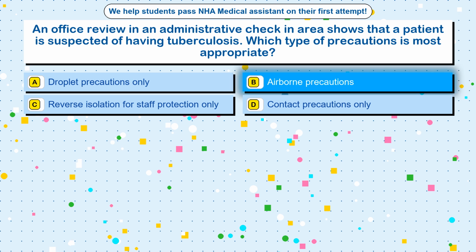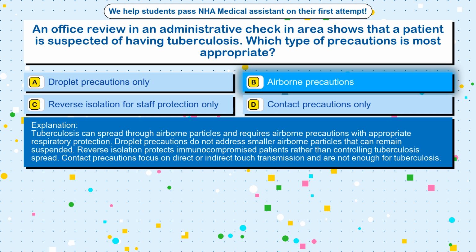The correct answer is option B, airborne precautions. Tuberculosis can spread through airborne particles and requires airborne precautions with appropriate respiratory protection. Droplet precautions do not address smaller airborne particles that can remain suspended. Reverse isolation protects immunocompromised patients rather than controlling tuberculosis spread.